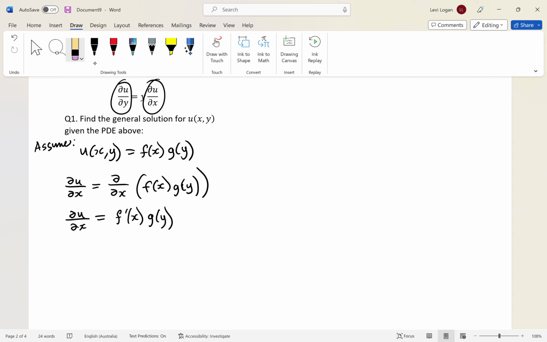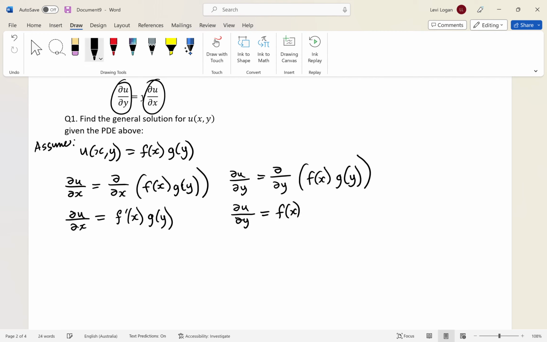And now we've got to find the partial derivative of u with respect to y. So if we want to find the partial derivative of u with respect to y, take the partial derivative of u, f of x and g of y. It's going to be equal to f of x, which doesn't change because it's a constant, times g prime of y. So that means this is the differential of g of y.